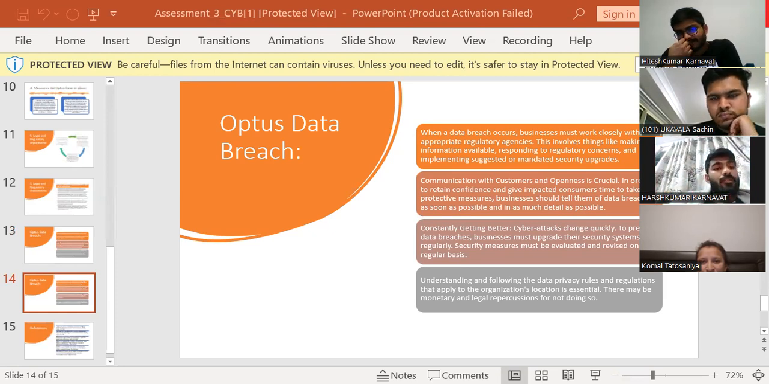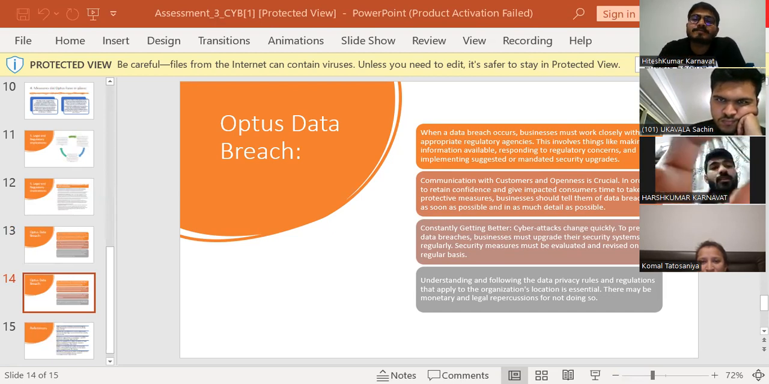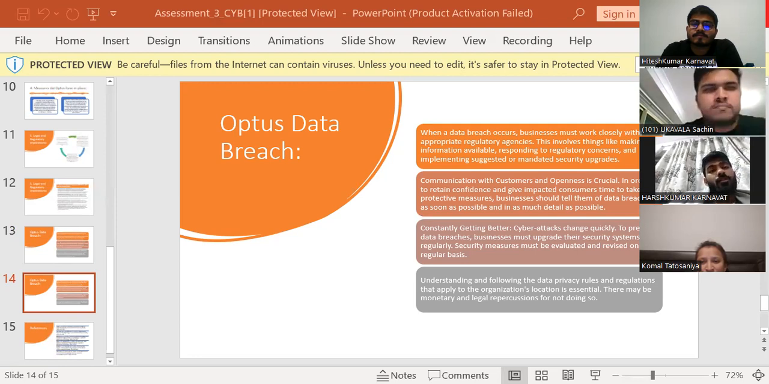When a data breach occurs, the business must work closely with the regulatory agencies involved, in things like making information available, responding to regulatory inquiries, and implementing suggestions for security upgrades. Communication with the customers is important in order to retain their trust and give the impacted customers time to take protective measures. Businesses should tell them of the data breach as soon as possible and in as much detail as possible.